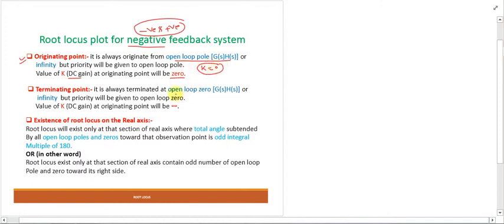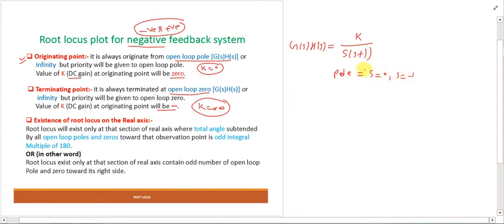And roots are always terminated at open loop zeros, and at this point the value of k, or DC gain, tends to infinity. Means in the previous example, G(s)H(s) equals k divided by s into (s plus 1), the poles are at s equals 0 and s equals minus 1, and we assume that there are 2 zeros at infinity.